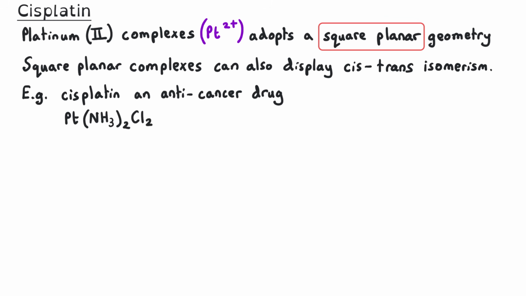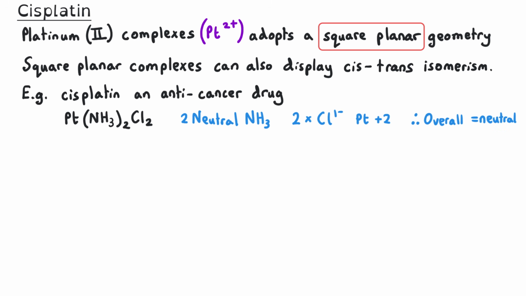It has the formula Pt(NH3)2Cl2, which means that there are 2 neutral ammonia ligands and 2 negative chloride ligands. And the platinum ion has a +2 charge, and so therefore overall this complex is neutral.